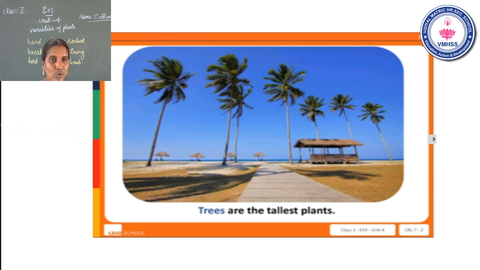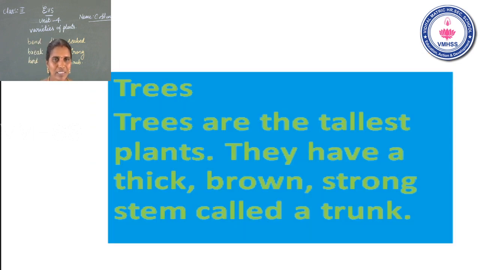All plants are not the same. They vary in their sizes, according to their appearance and places. Some plants live in water. Some plants live on land. Okay, so they are varied. They are different from each other. Okay, the next one, trees. Trees are the tallest plants. Read the word tallest.